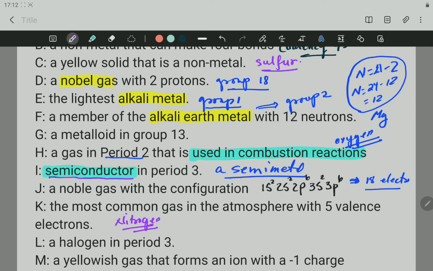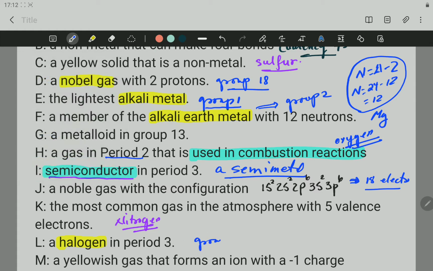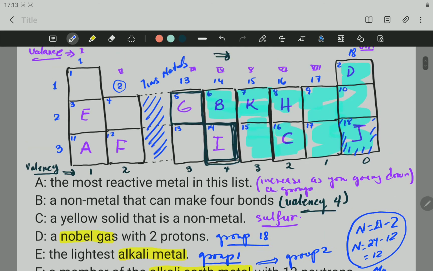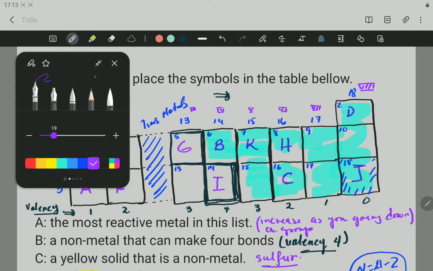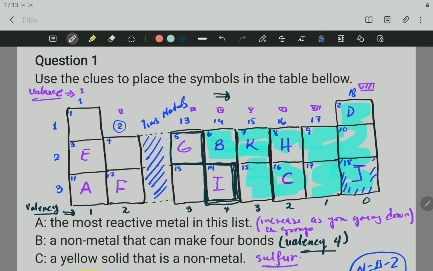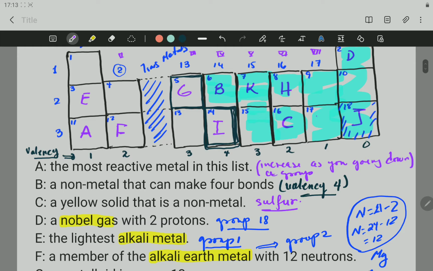L, a halogen in period 3. Now, which ones are the halogens? Halogens are the elements in group 17. Those are the halogens. So we are looking at a halogen in period 3. So the halogen in period 3 is going to be here. This element in number 17, and we are in letter L. Here is the halogen in period 3.